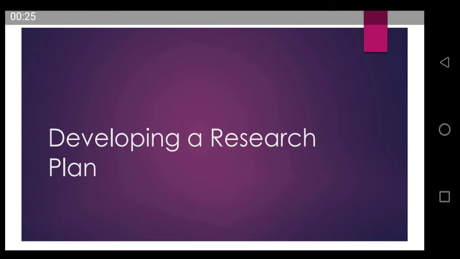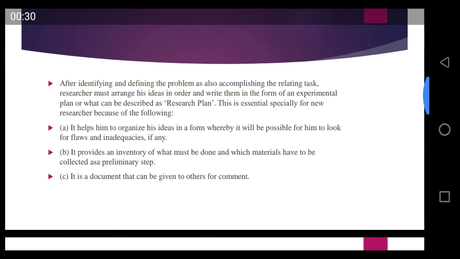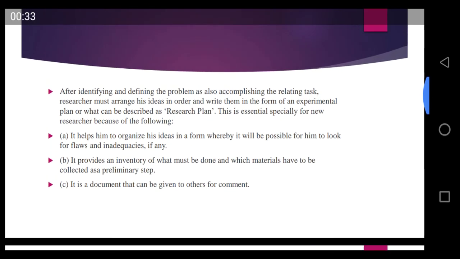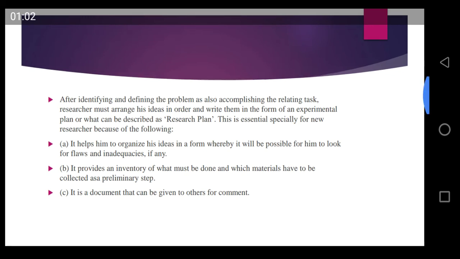In the previous class session, we discussed it. Now we are going to discuss how we are going to create the research plan. After defining a problem statement, once you write down your problem statement and understand it, then you are going to identify the related tasks for that. A researcher must identify and arrange his ideas in order and write them in the form of an experimental plan, or what can be described as a research plan. Just try to understand what they are telling.